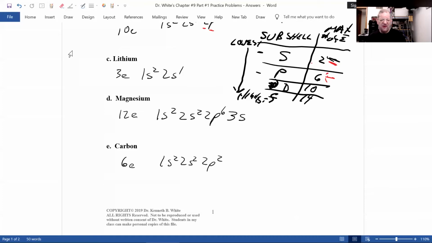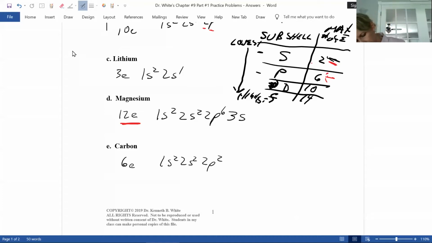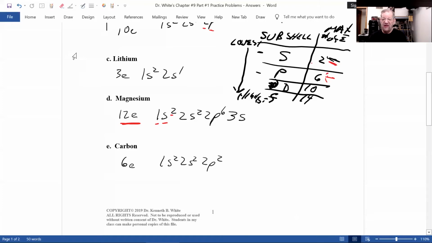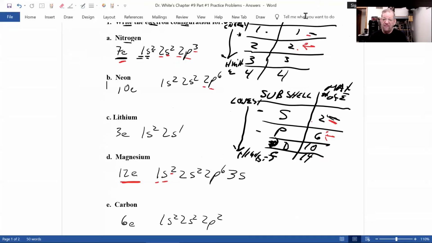And I notice I made a mistake there. All right, so we have 12 electrons. The first shell is 1, and it has 1 subshell, which is 1s, and I put in my 2 electrons. Well, shell 1 only has 1 subshell. Well, I filled it.